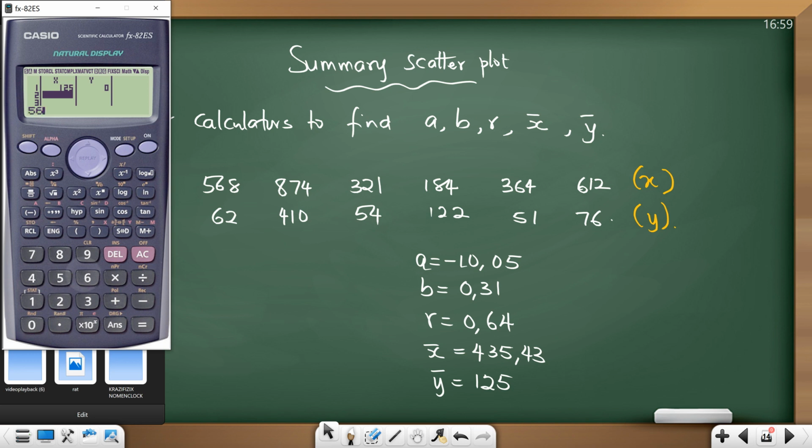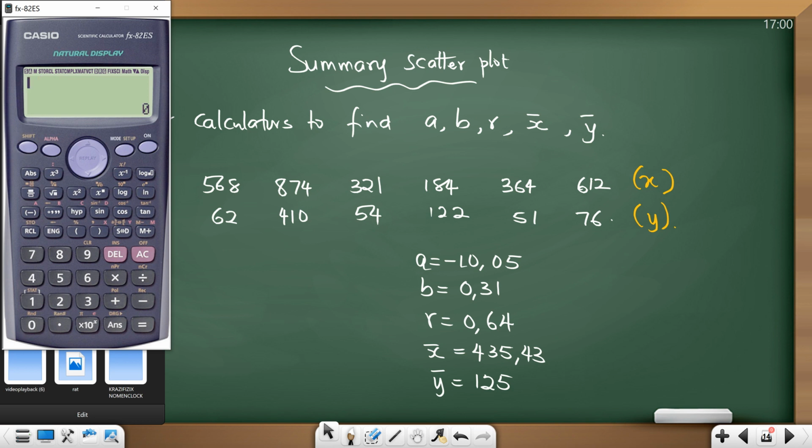125. The next one. 568. What's the next one? 874. What's the next one? 321. What's the next one? 184. What's the next one? 364. What's the next one? 612 equals. Then we go there. 100, 62, 410, 54, 122, 51. All right. We type all of that. What do we then say?